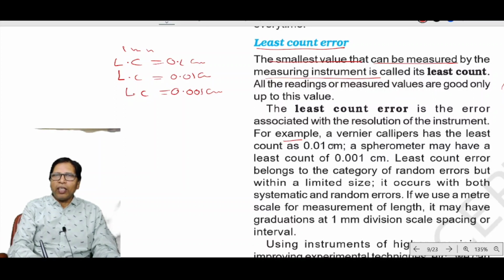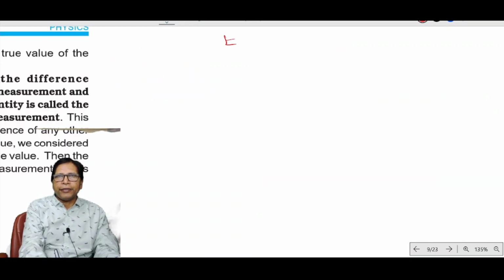Okay, the least count error is the error associated with the resolution of the instrument. For example, a vernier caliper has a least count 0.01 centimeter. Spherometer may have a least count 0.001 centimeter. Least count error belongs to the category of random error. Now error.